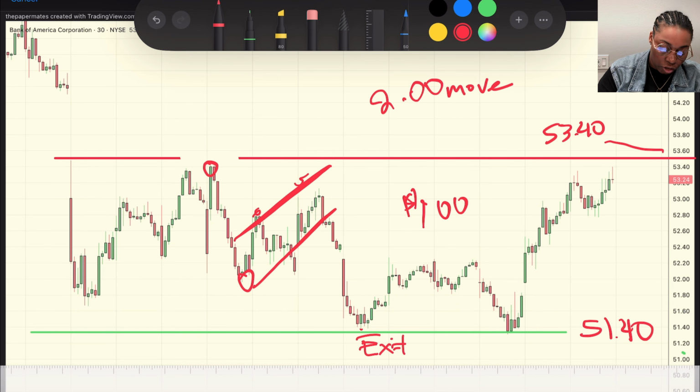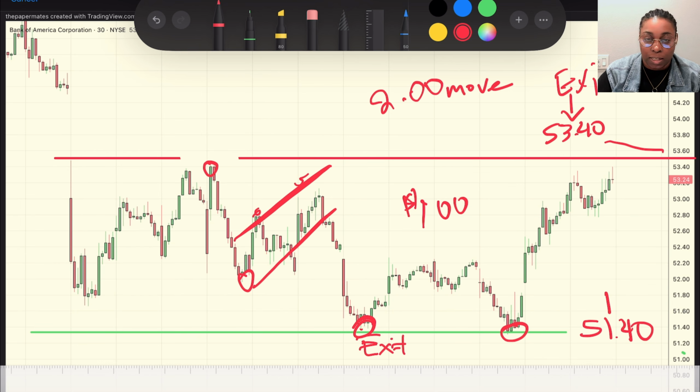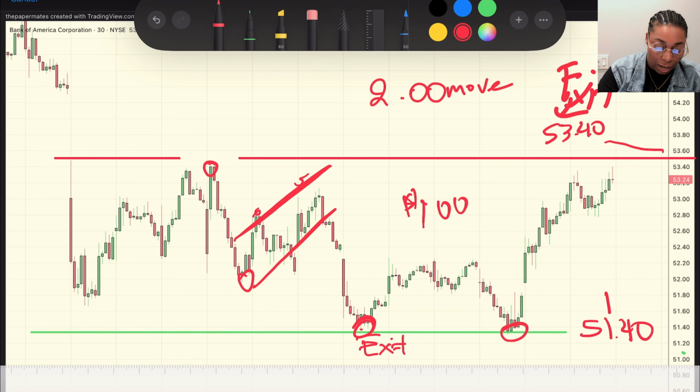So your entry for your puts will be at resistance. Your exit for that put will be at this support, and vice versa. Your entry for a call would have been here at this 51.40, and your exit would have been at that 53.40. It's a $2 move either way. And so the biggest thing is people not getting out. You have to get out.